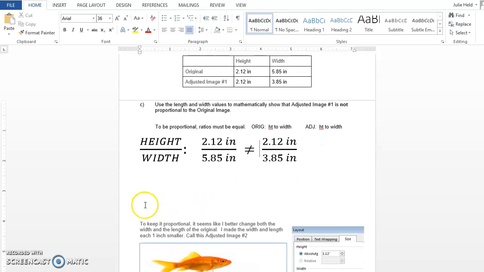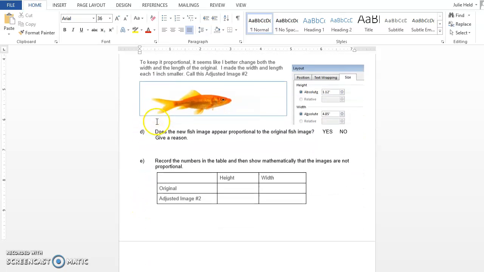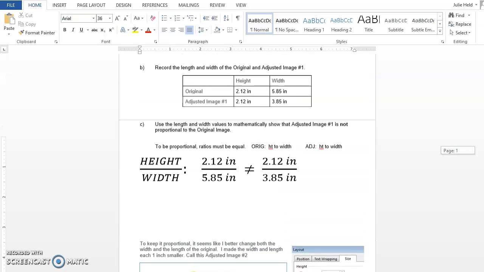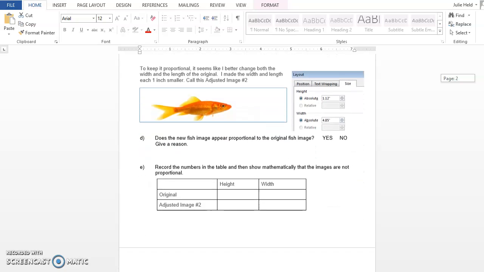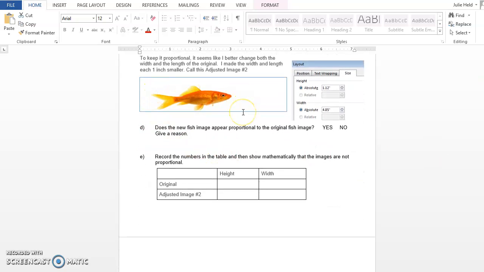So let's do another adjustment. I'm going to scroll down and look at this next fish picture. It seems like in order to keep it proportional, I definitely need to change both the width and the length. So I did. I made them each 1 inch smaller. Remember, this was my original picture way up here. So here's my fish. Take a good look. Now I've done my 1 inch smaller in both directions.